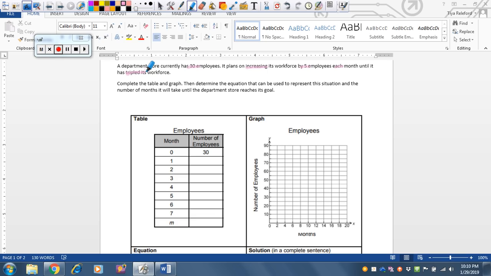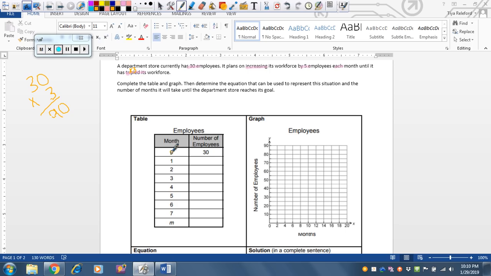Now it says that they're going to stop when they have tripled. If they started at 30 and they need to triple, that means times 3. So how many employees do they want? They're going to keep adding until they get to 90 employees, because 90 is triple what 30 is. So that could take you a long time of just adding 5.